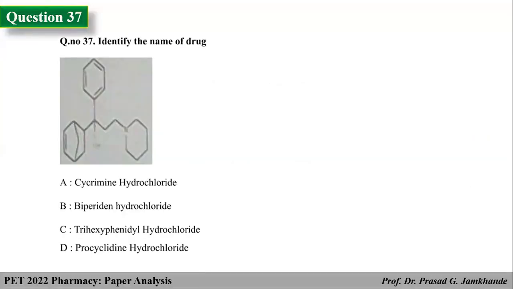Identify the name of the drug. They have given the diagram or structure of a drug, and we have to identify this particular structure. This structure is a biperiden hydrochloride structure. This is a straightforward question, and you should know the structures of different drugs.